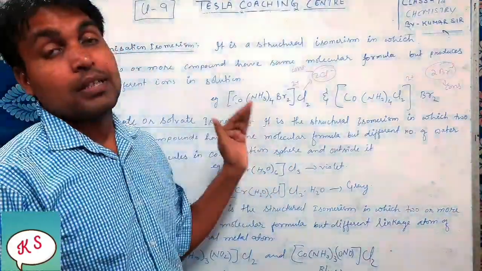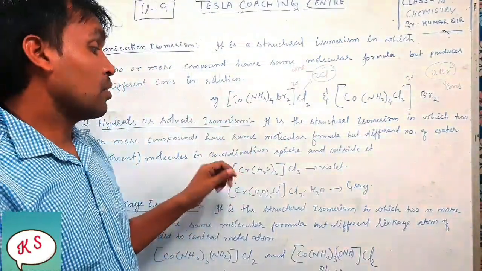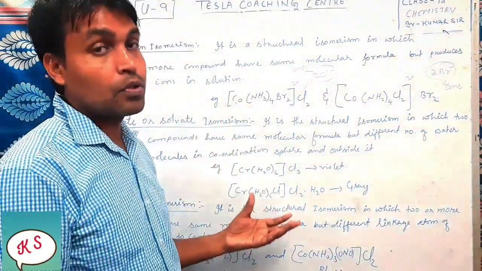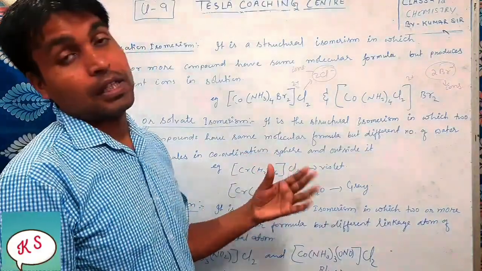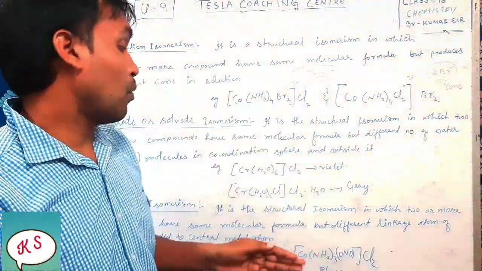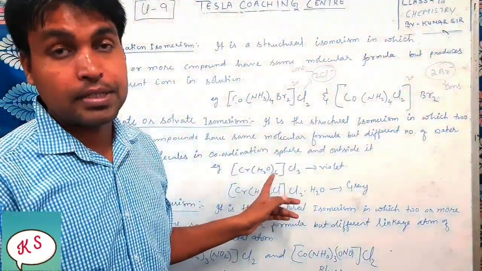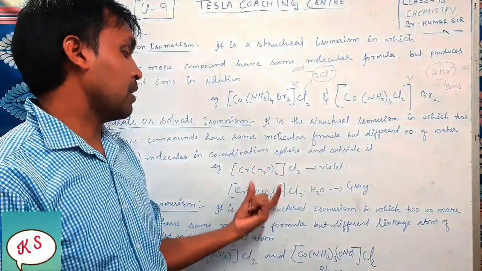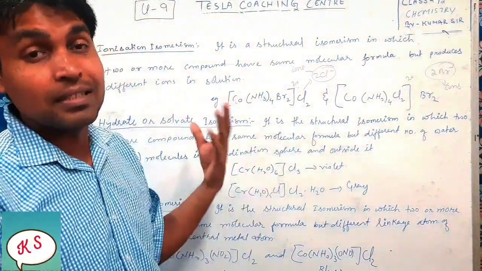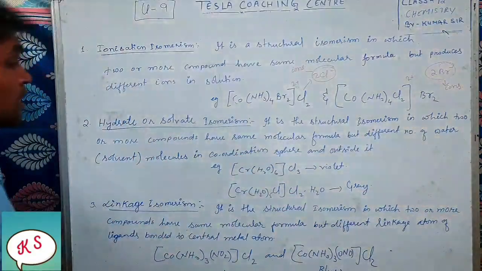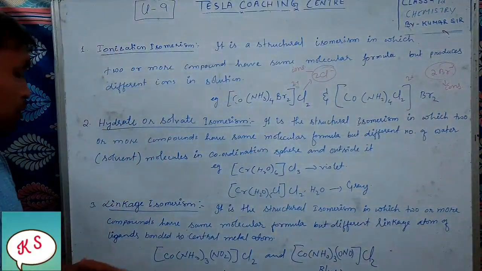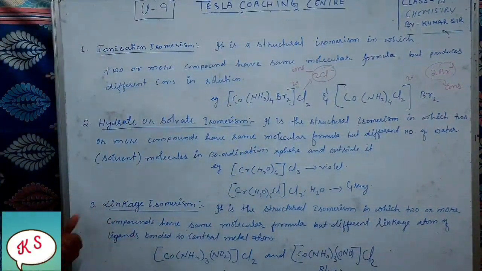Hydrate or solvent isomerism, because they have the same molecular formula, but they differ in the number of water molecules in the coordination sphere. Inside the bracket, the number of water molecules in both is different, so they are called hydrated isomerism. I hope you understood. Next, linkage isomerism.